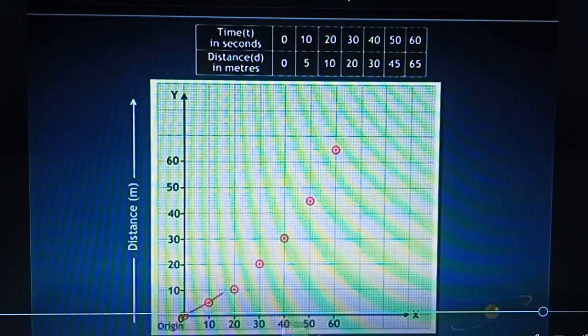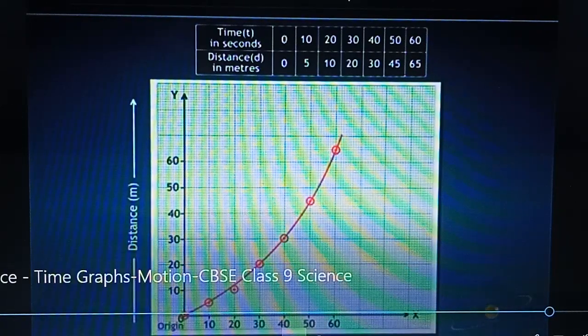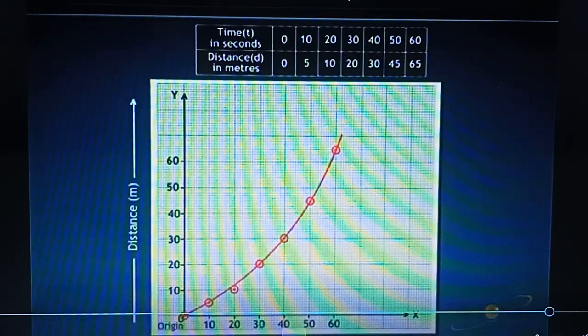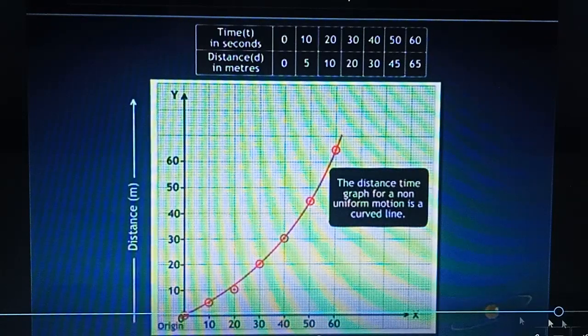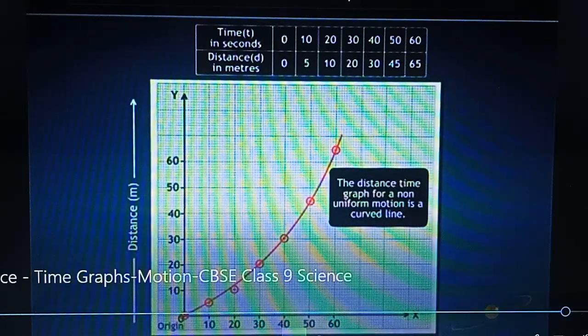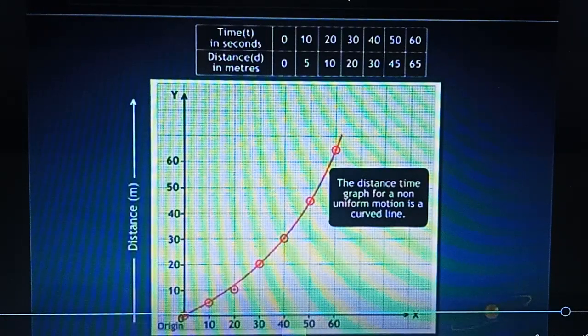We get simply these points, and when we join them, you will see that it is not a straight line, not a straight line passing through the origin, or a straight line parallel to x-axis. It is a curved line, which gives the result that the motion is non-uniform. The distance time graph for non-uniform motion is always a curved line.